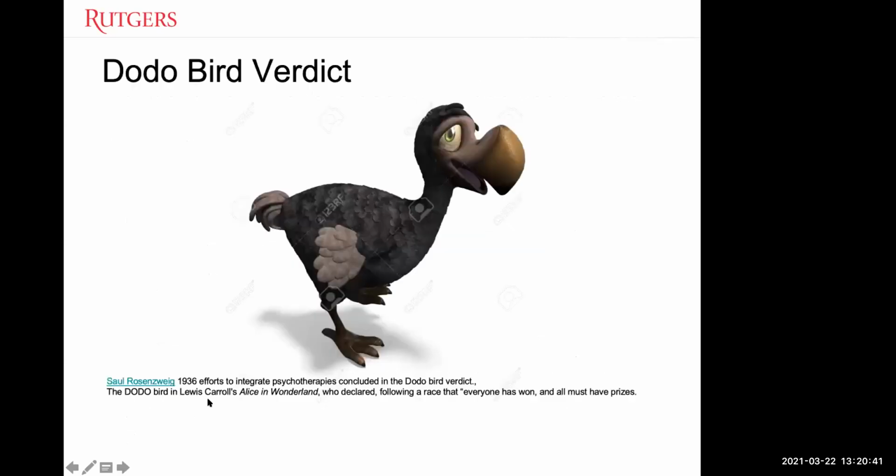We can do better than that, but they called it, in fact, the Dodo bird verdict. This came from Alice in Wonderland, where following a race, the Dodo bird said, everyone has won, all must have prizes. All therapeutic interventions work if you have the common factors, right? If you have good therapeutic relationships. A little overstated, but there's a lot of truth to that.